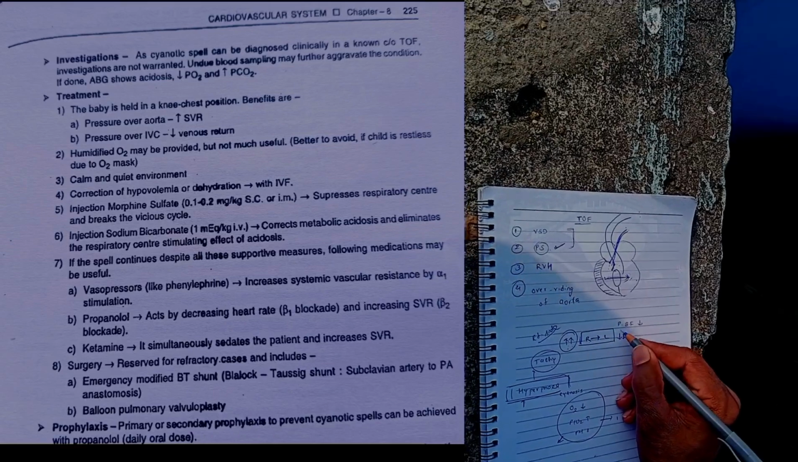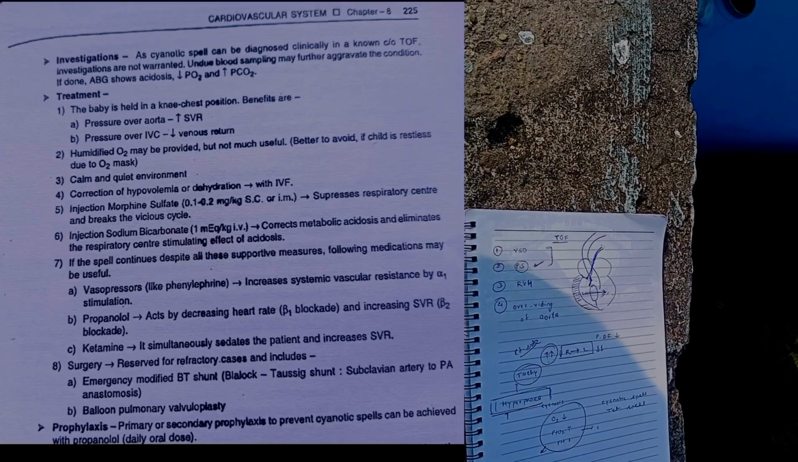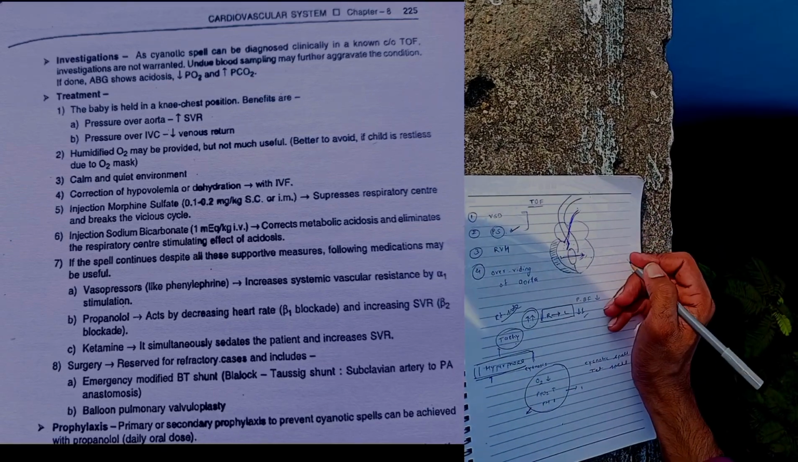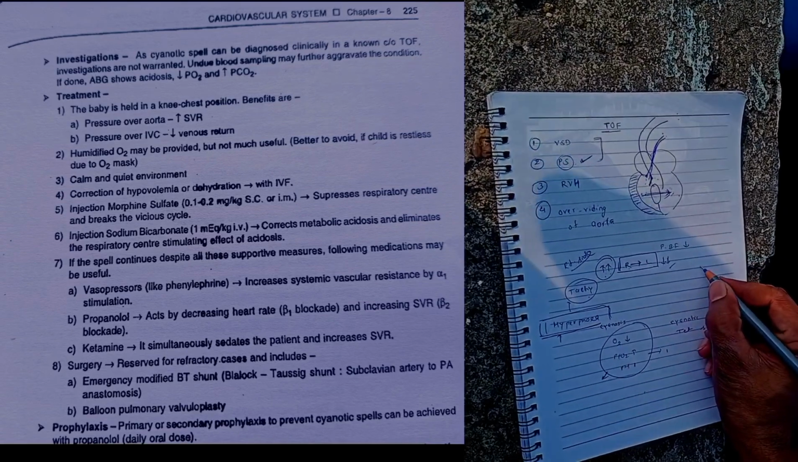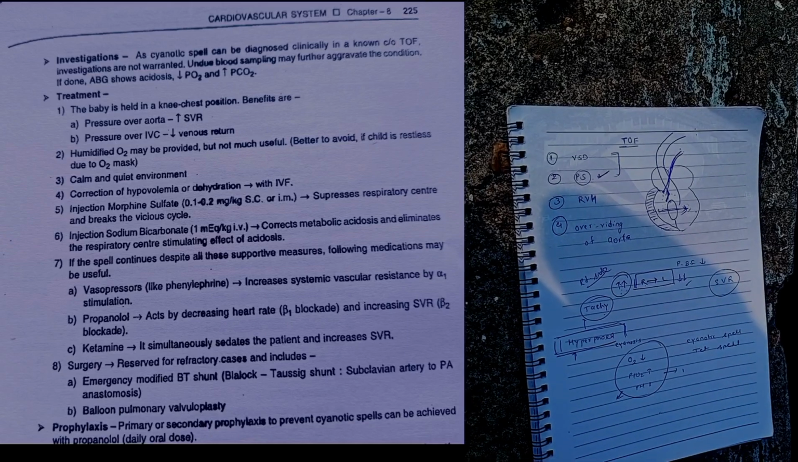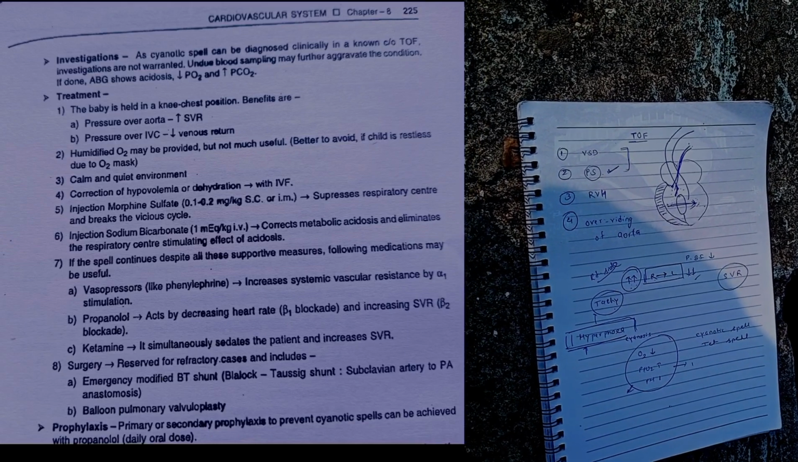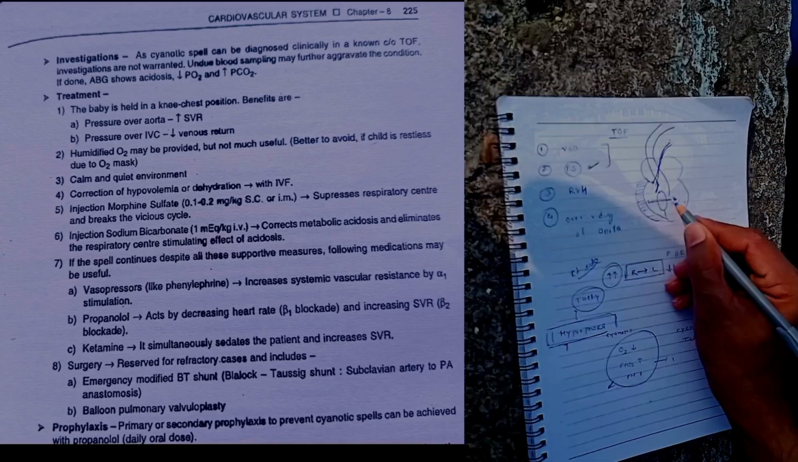Also, we can increase the left side pressure so that there will be a decrease in the right to left shunt. This we can do by increasing the systemic vascular resistance. This we can do by giving vasopressors like phenylephrine to the baby. Also, we can decrease the tachycardia by giving a beta blocker.